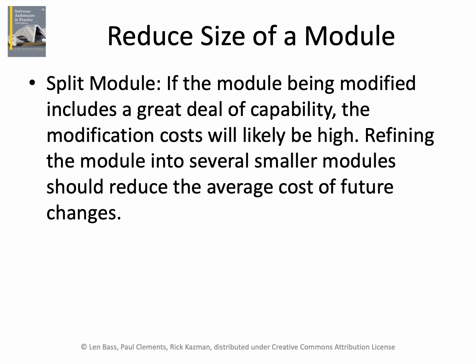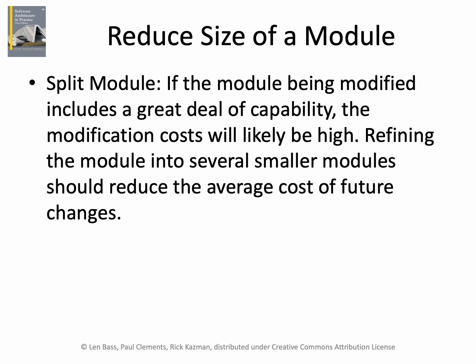Split a module. If the module being modified includes a great deal of capability, the modification costs will likely be high. Refining the module into several smaller modules should reduce the average cost of future changes. So now let's look into this within the UMS, or University Management System. To enhance modifiability, a UMS should decompose large modules into smaller, more focused components.